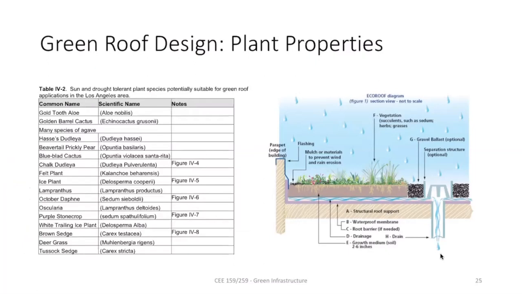The last one is plant. Plants are pretty important because you do not want to have plants which will die very quickly. For instance, if you are looking for plants in Los Angeles area, it's very important to have plants which are drought resistant.